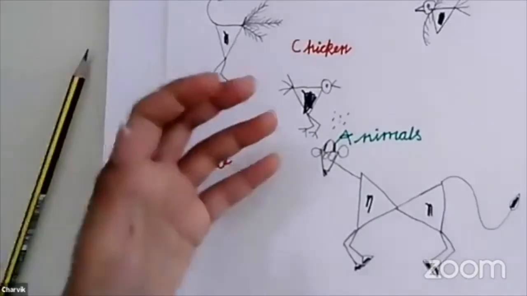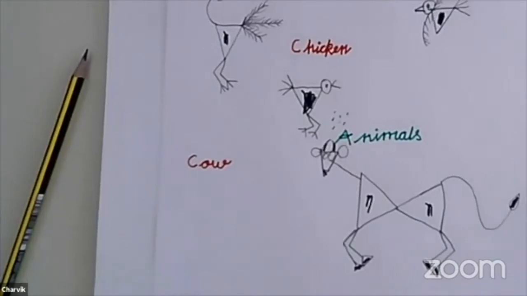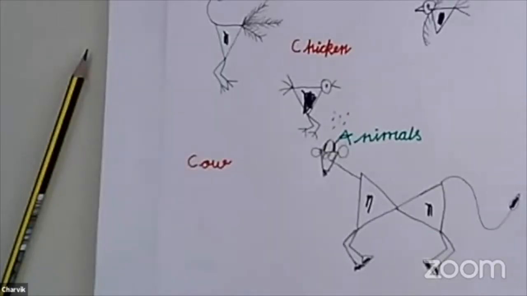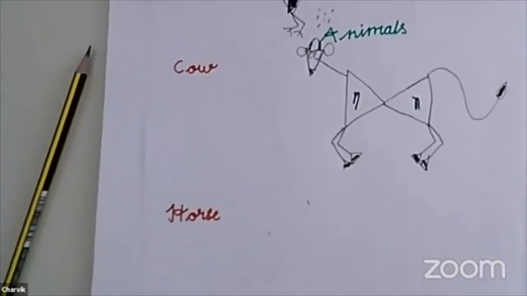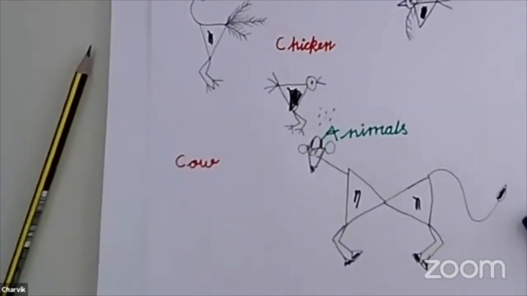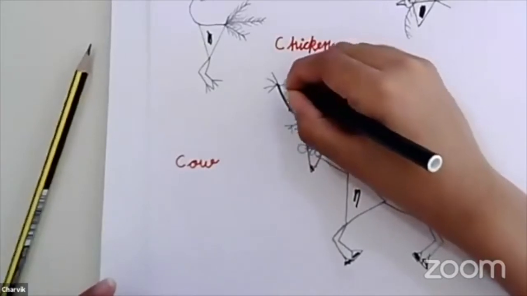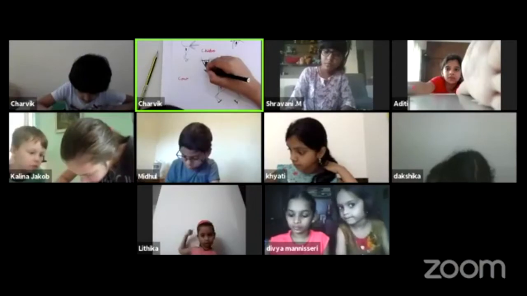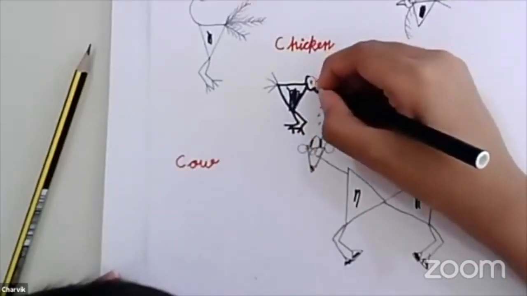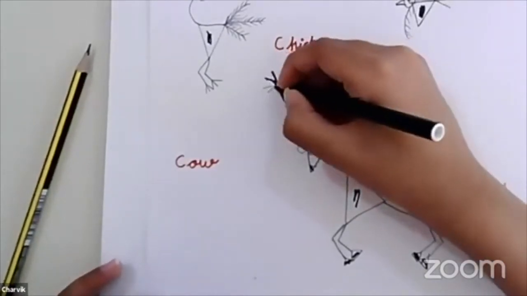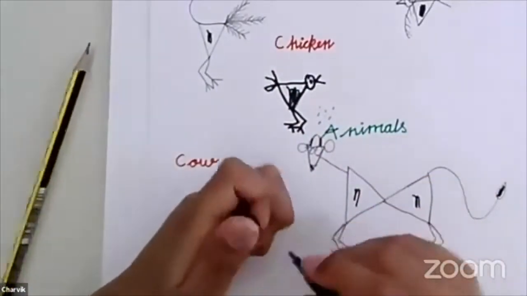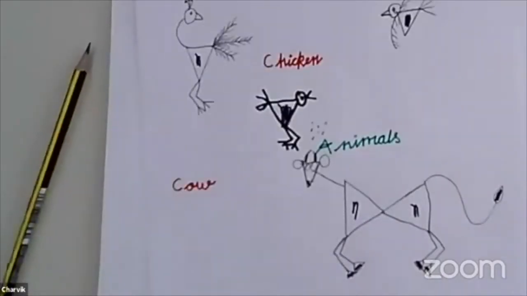I'm giving you some time. You can color and trace it afterwards, no problem. Can I go to the next? Okay, I am showing the tracing. I'll just show you this thing. So can I go to the next or should I wait? Yes. I can go to the next.